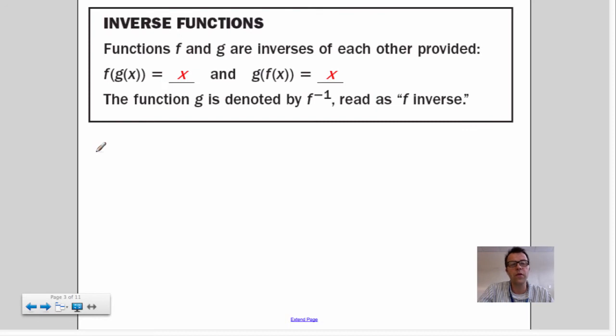So let's see, inverse functions: f and g are inverses of each other if you can substitute the g function into the f function and get an answer of x, and if you insert the f function into the g function, you also get an x. And the function g is written as f, and it's called f inverse. It looks like f to the -1. We would never say, hey, this is f -1. We always call this the f inverse, the inverse function.